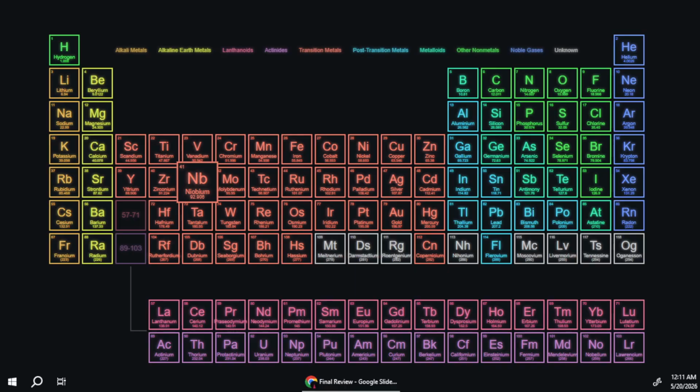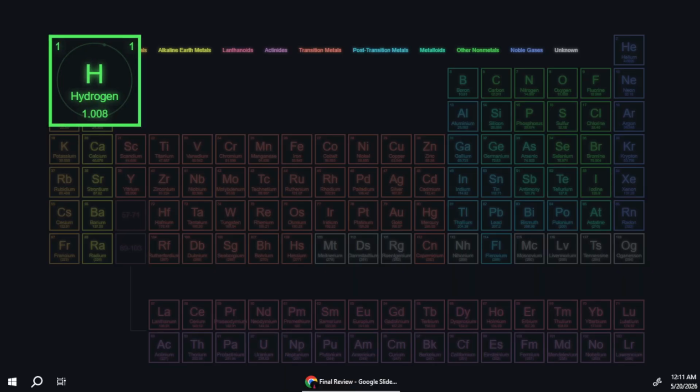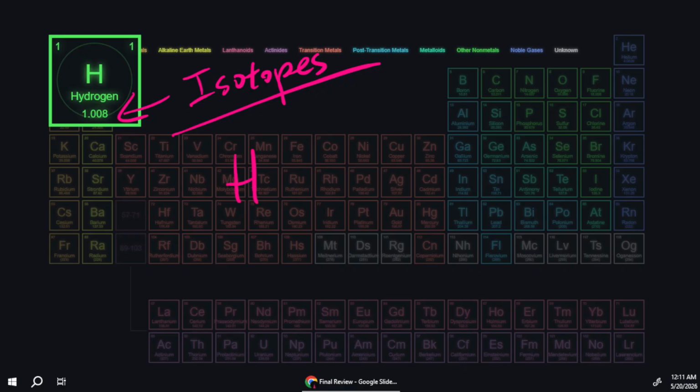Next one is isotopes. So the reason why elements like the top few, let's say hydrogen right here, the reason why the mass number is not exactly 1, it has 1 point something, is because there is isotopes. So there is more than one type of the same element. So we have hydrogen 1, hydrogen 2, hydrogen 3. Okay, so this is our isotope format.